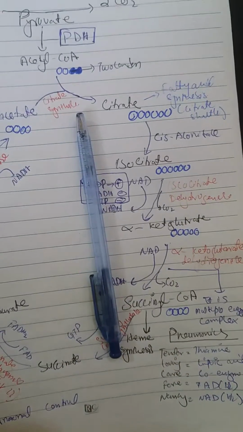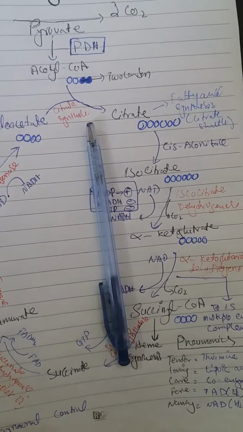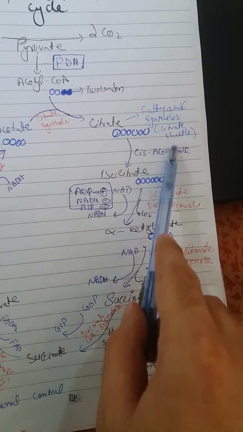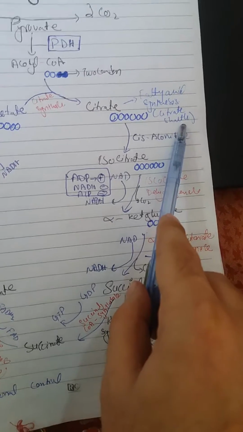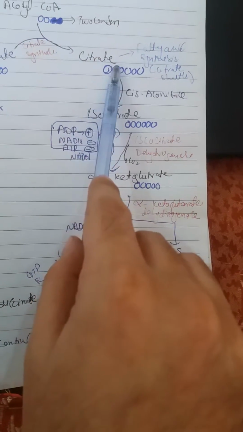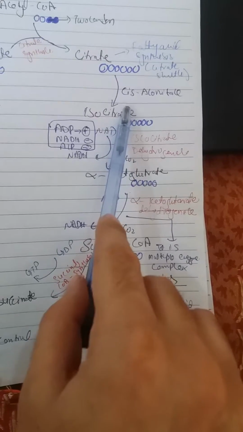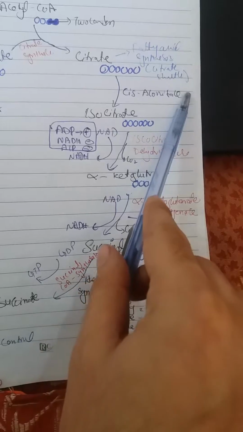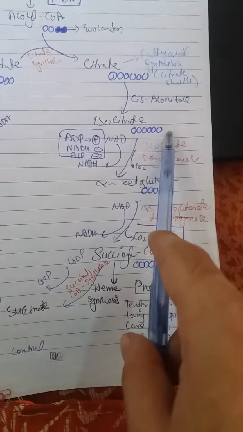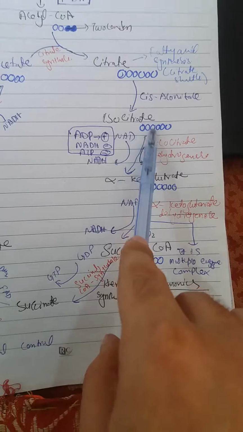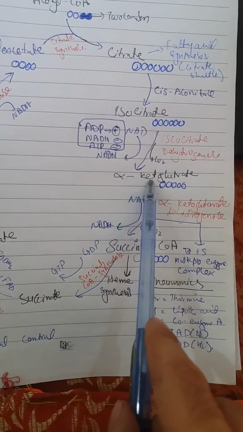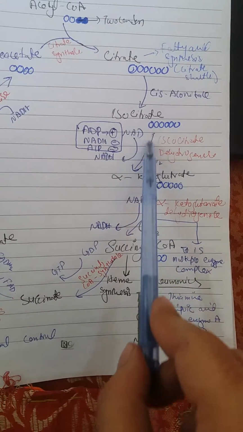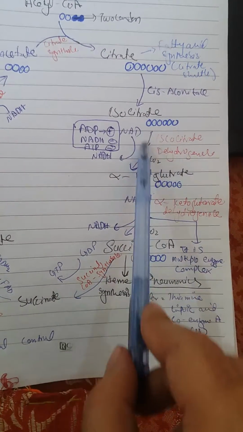The importance of this citrate is that it's an intermediate for fatty acid synthesis by means of the citrate shuttle. Now this citrate is converted into isocitrate by the cis-aconitase enzyme. This enzyme is not that important to remember. Now this isocitrate is converted into alpha ketoglutarate. This is a very important enzyme and we should know it for board exams.